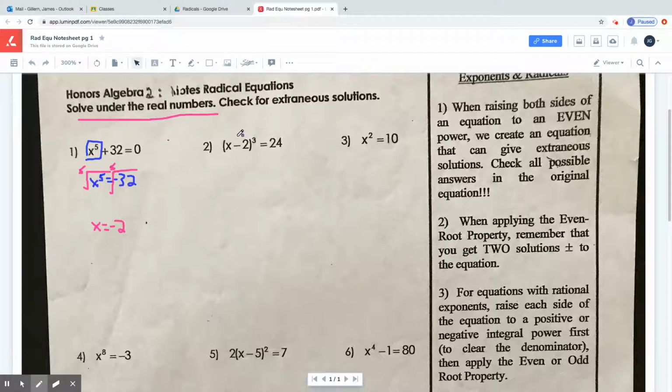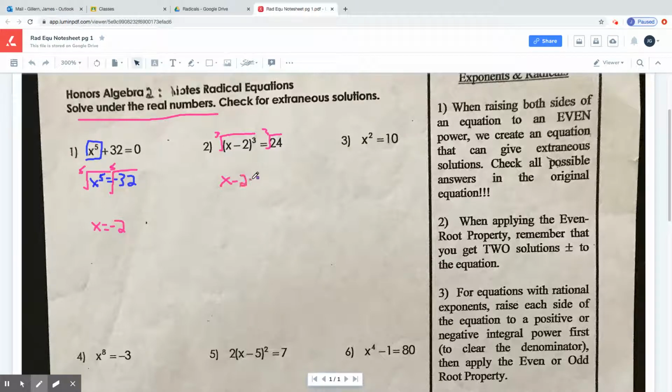Looking at number 2, now we have x minus 2 cubed equals 24. Here we wanted to get the x to the fifth isolated. Here we want all of this by itself. If we have a quantity raised to a power, that is fine. We're not going to multiply this out. To get rid of the cubed, we are just going to take the cube root of both sides. What is the cube root of x minus 2 cubed? Well, it's just x minus 2.